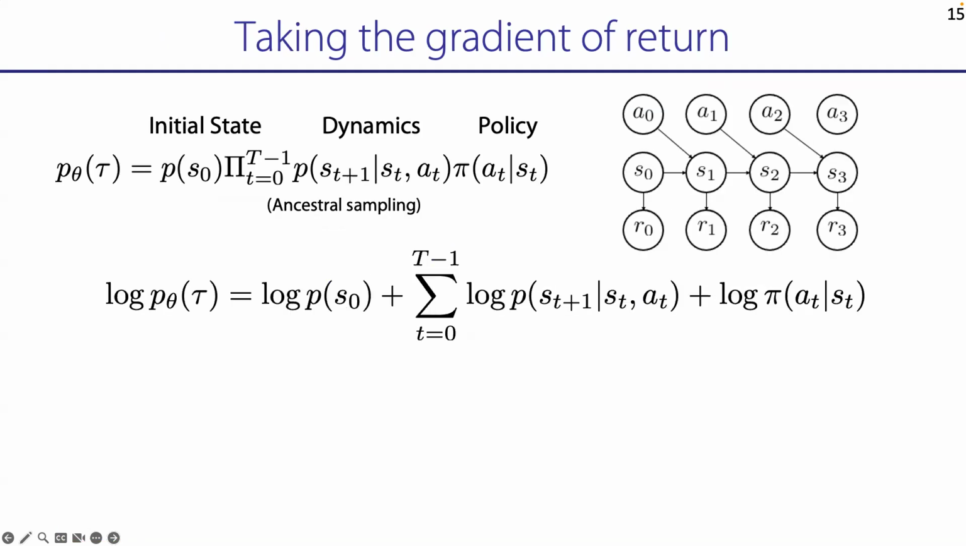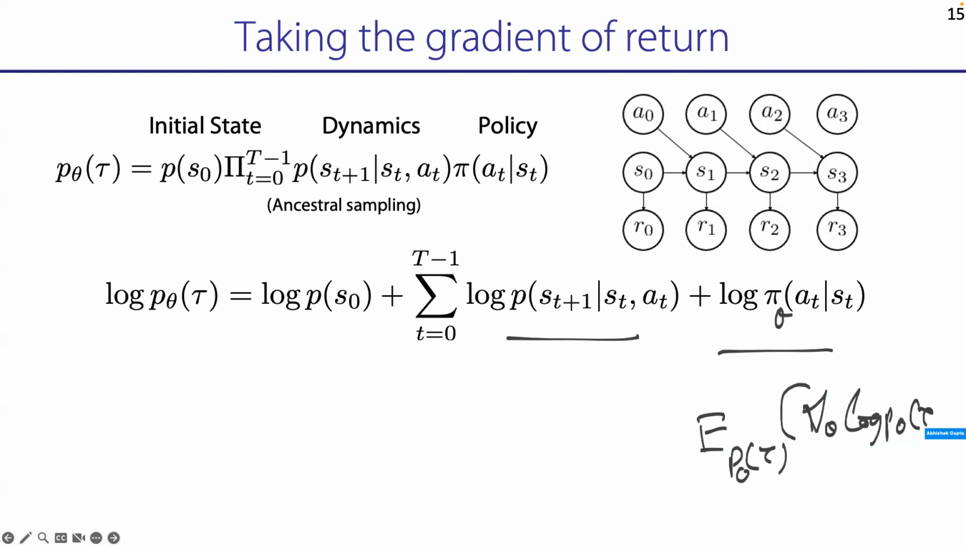So log p theta tau is going to be the log of a product, which is a sum of logs, right? The sum of three different terms: log p s naught, plus the sum of log p st plus 1 given st, at, which is basically the log of the dynamics, right? And then you'll have a last term, which is the log of the policy. Okay? I just make sure to write this as dependent on theta. Remember, our previous expression was the expectation over p theta tau of grad theta log p theta tau times r tau, right? Now let's take the gradient of this thing with respect to theta.